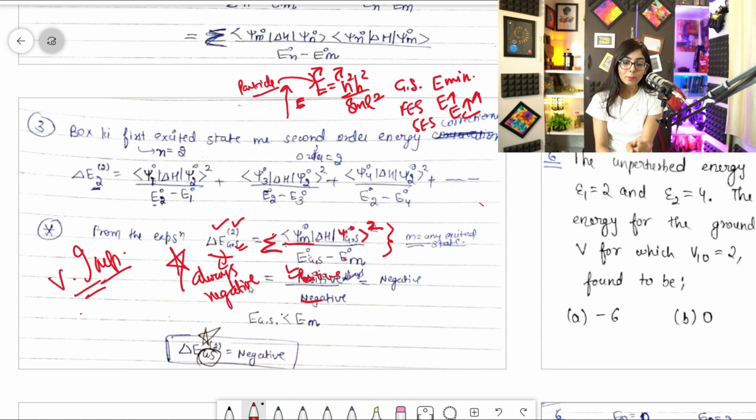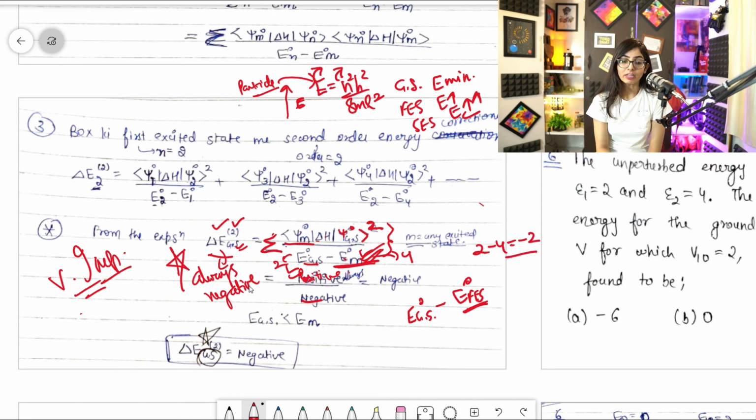So if I put E ground state minus the first excited state, obviously the excited state energy is more. So if I subtract the larger from the smaller, suppose it is 2 and it is 4, if I write 2 minus 4, it will always be negative.